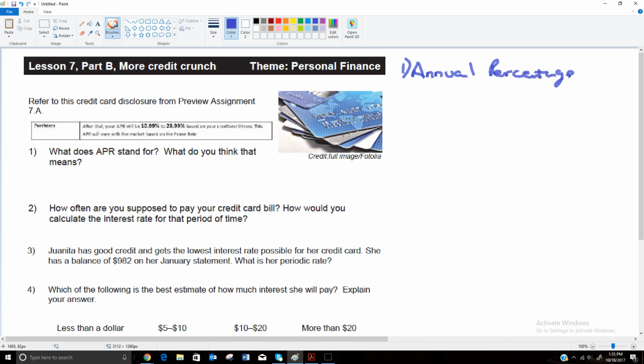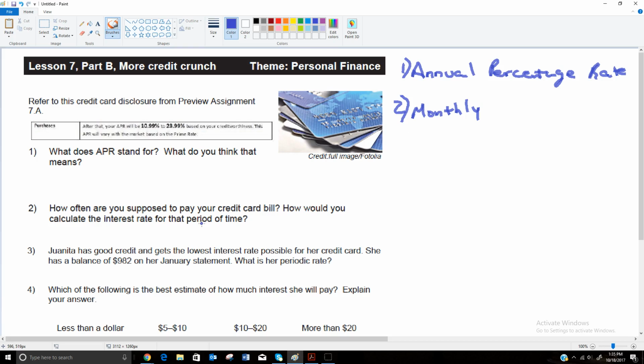And so annual means in a year, or per year. So annual percentage rate is how much you would pay in an entire year on a specific balance. So how often are you supposed to pay your credit card bill? Well, obviously the credit card company isn't going to let you not pay your bill for a year. Typically, again, I don't know of any situation where it's not, they have you pay every month. So monthly credit card bill is usually how it's billed.